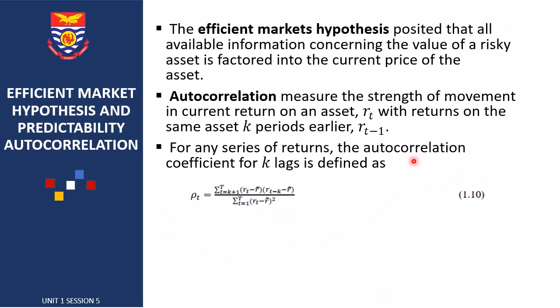Now we are going to discuss the efficient market hypothesis and also predictability. According to the efficient market hypothesis, all available information concerning the value of a risky asset is factored into the current price of the asset. Here, what we are simply saying is that to say a market is efficient, we are simply saying that that market cannot be predicted.